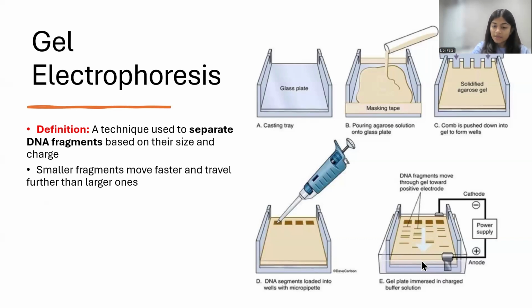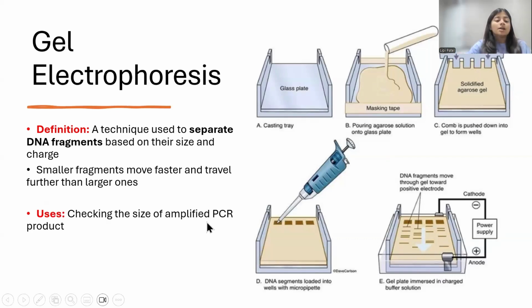Once this traveling has been completed, it should take about 45 minutes or so for the DNA fragments to travel. And then you can analyze these bands. So these dashes or lines that you see over here are called bands. The pattern of these bands will tell you what fragments of DNA are present in that particular sample. So the uses are checking the size of the amplified PCR product.